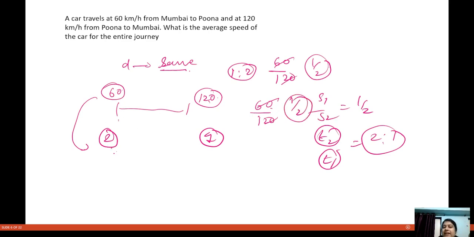Right? So we are doing a weighted average, because alligation is what? Weighted average only. We already studied alligation very well. So alligation is weighted average. That is why I wrote here 2 is to 1. Because at speed 60 we will travel twice the time.